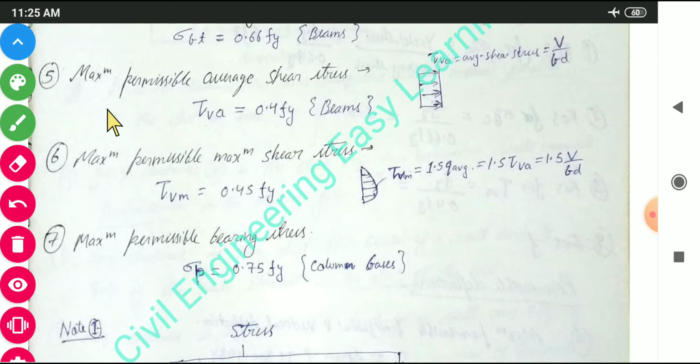Fifth, we have the maximum permissible average shear stress, tau VA. This is the average shear stress. It is 0.4 Fy. And this is the formula for average shear stress.